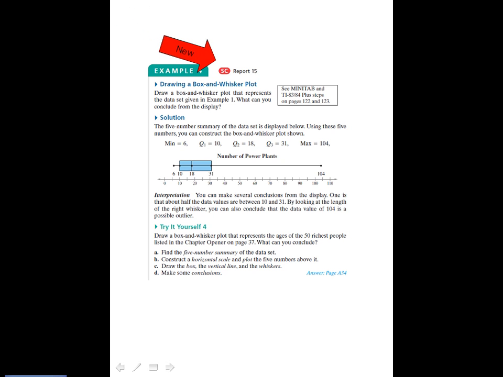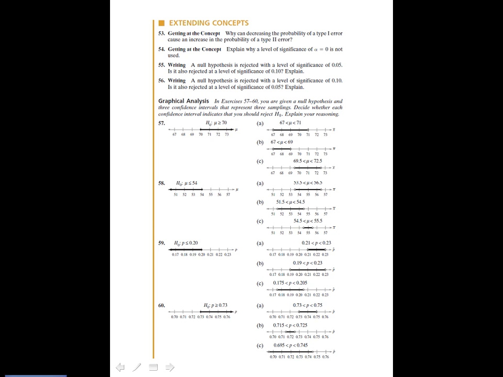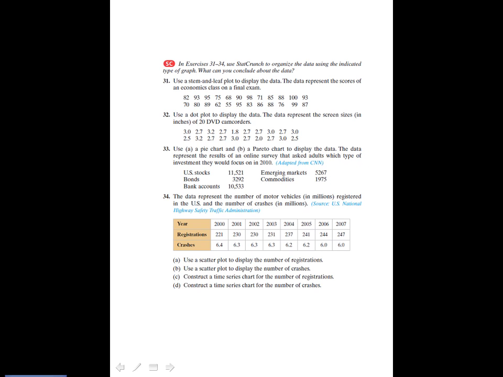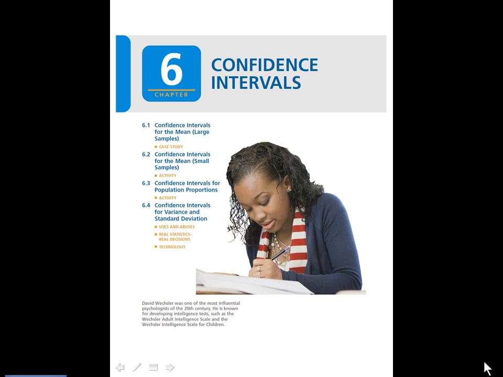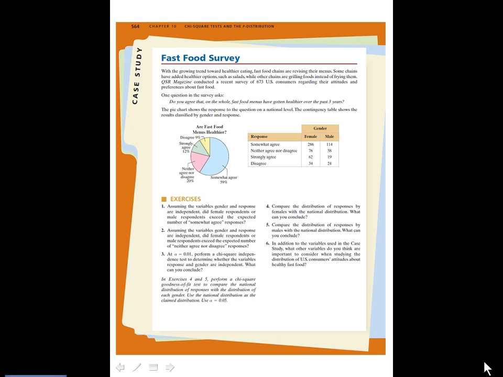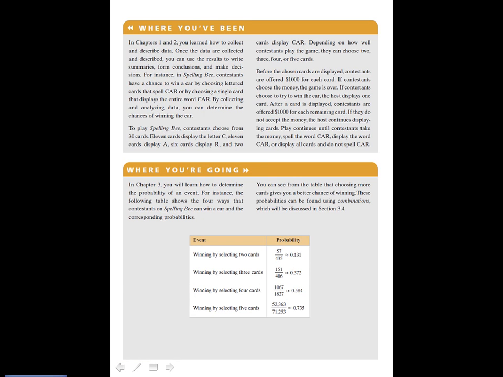About 50% of the exercises in this edition are new or revised. And there are about 80 new StatCrunch exercises. These exercises provide students the opportunity to practice using the StatCrunch software. Finally, about half of the chapter openers, case studies, and Putting It All Together features were replaced to be more relevant to today's students. Now let's take a closer look at the 5th edition.